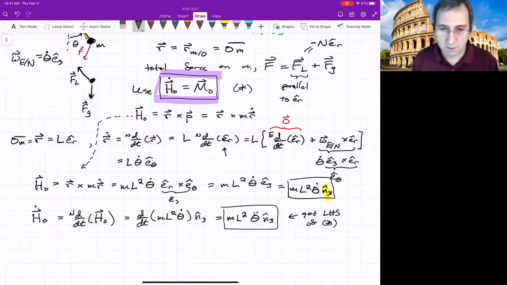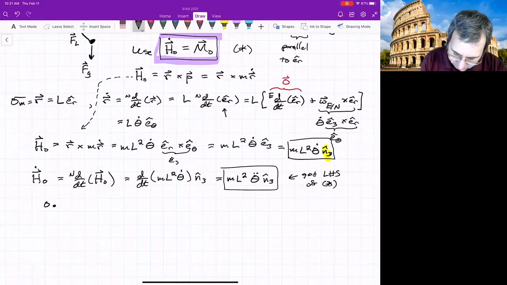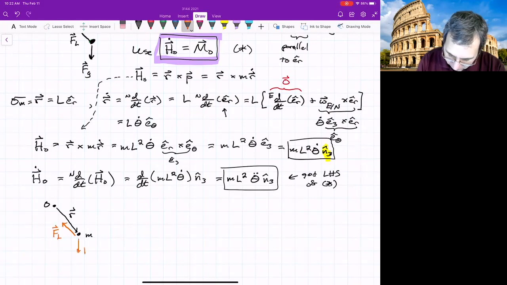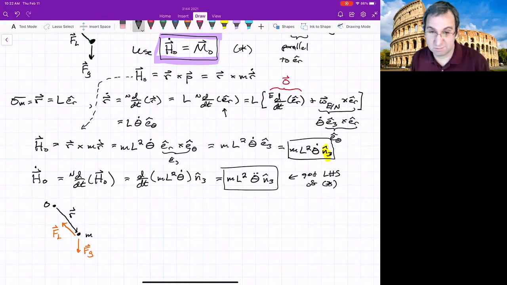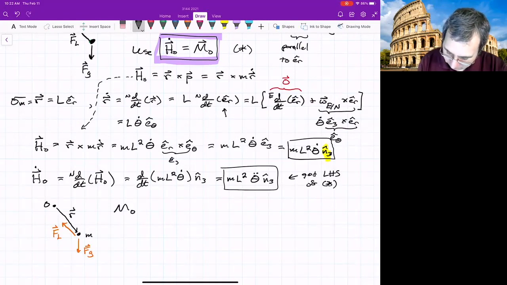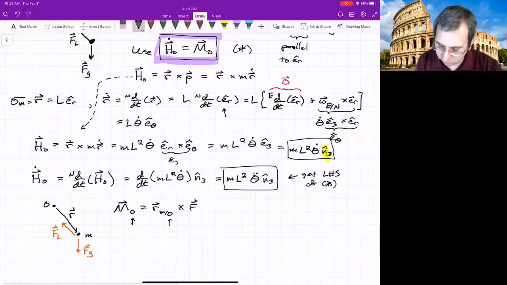Now I want the right-hand side. So to get the right-hand side, it means we're evaluating what the moment is. Let's draw a picture again of our situation. Here's R, and I've got a couple of forces. I've got FL, and I've got FG. I haven't even said what FG is, and maybe I haven't said what FL is, except that it's parallel to the R direction. So if I evaluate what the moment is about the point O, remember, this is M with respect to O, that's where the O part comes in, this will be R cross the total force on that particle.